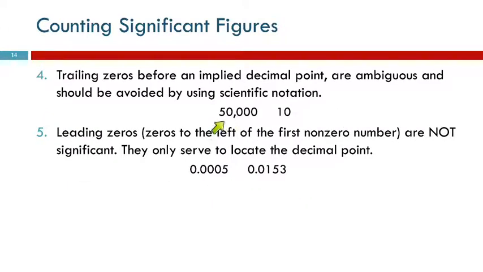So 50,000. We know where a decimal point would go, but it wasn't written. And so these zeros are not considered significant digits. They are important. They're necessary to hold the decimal places, because if we didn't have those zeros, that would be 5, and 5 is very different than 50,000, right? But they don't imply measurement, so they're not considered significant. And then we have leading zeros, zeros that come at the beginning of a number, like these zeros, 0.0005. Those leading zeros are never considered significant figures. They only serve to locate the decimal point. 0.0153, those zeros do not count.